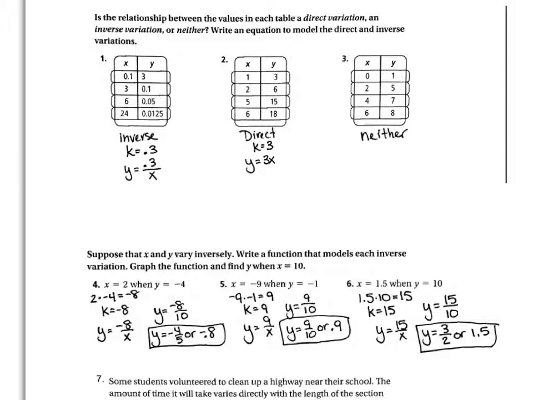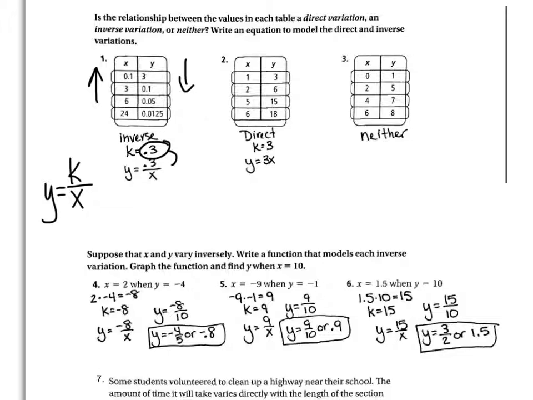Here are your homework answers from last night. We'll go over these a little bit in detail. Number 1, your x values were going up. Your y values were going down. So to find the k, you should have multiplied each row, and each time it gave you 0.3x. To write an equation, remember inverse is y equals k over x. So you insert the k into the fraction.